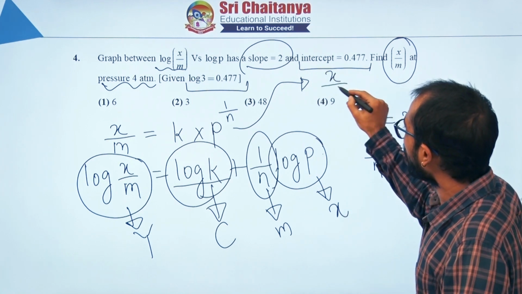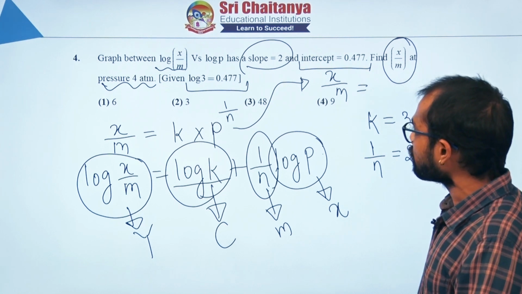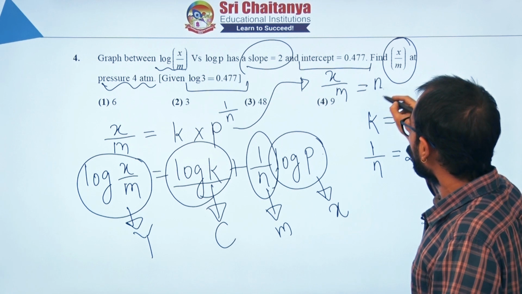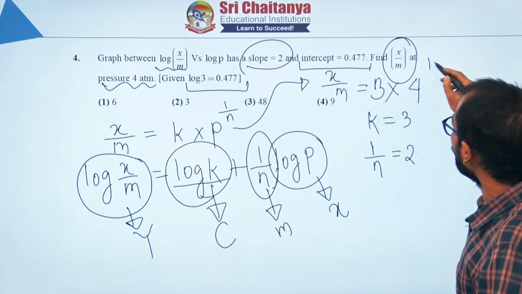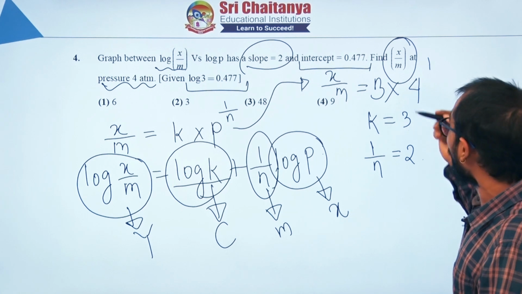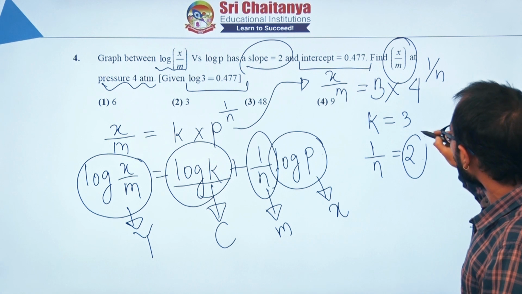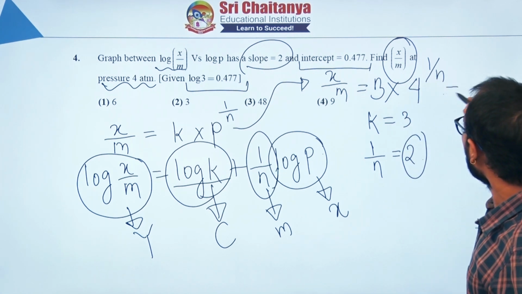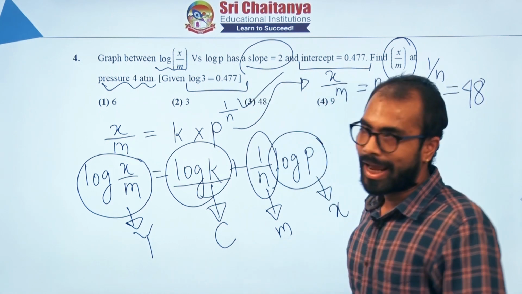So x upon m will be equal to k. Now what is k? K is 3 multiplied by the pressure. What is pressure? Pressure is 4 raised to the power 1 by n. Now what is 1 by n? 1 by n is 2. So 4 square makes it 16, and 16 into 3 will give you 48. So as a result, we are going to get this particular answer.